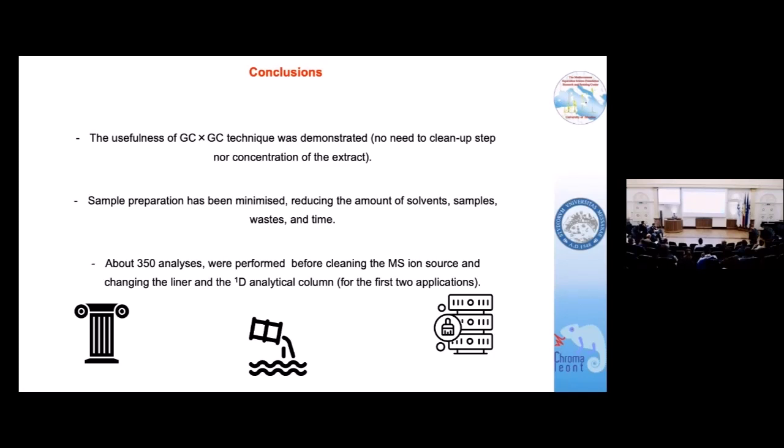I would also like to give you some numbers regarding the robustness of the method. We did 350 analyses, considering phthalates and pesticides, without any need to clean the ion source. We changed the analytical column after 350 analyses, but you have to keep in mind that we employed only 10 meters of column, thus only one third of a conventional GC column.